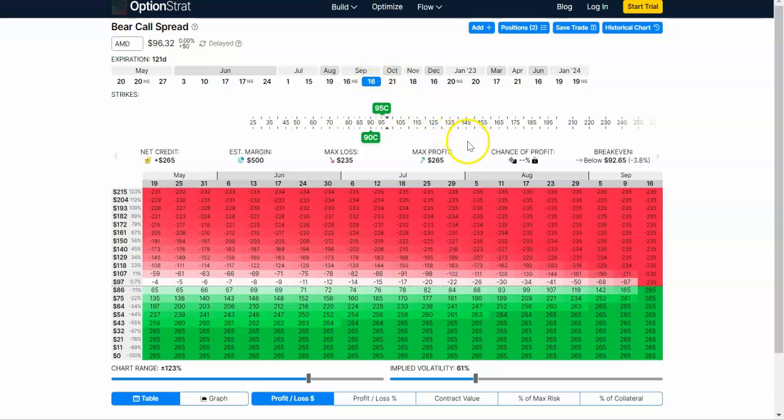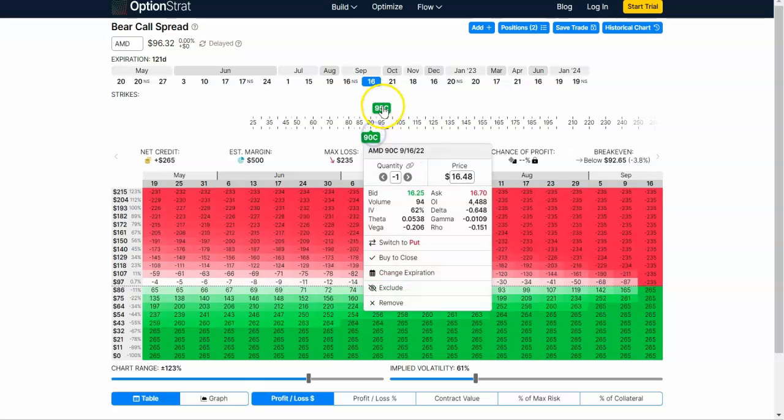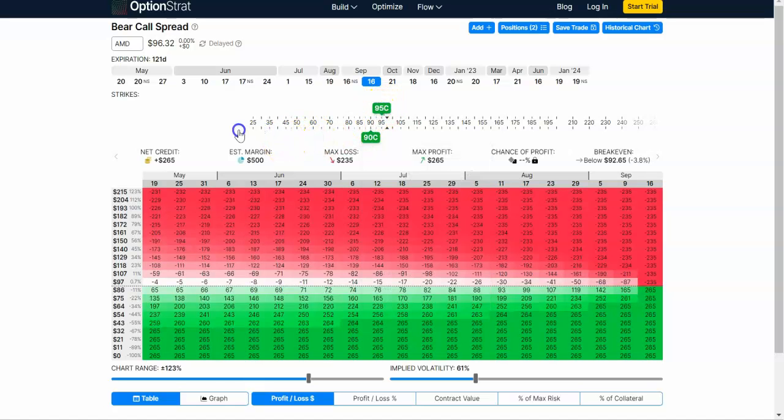Going out to September, bear call spread, putting my short strike, which is this one right here, at 90, and bringing this into 95. That gives me a margin hold of $500. There's $5 width of the strike, and there's 100. When you're doing options, you're doing 100 at a time, so 100 times 5 is 500. Hey, I'm getting 265 and losing 235. I'm winning more than I'm losing.